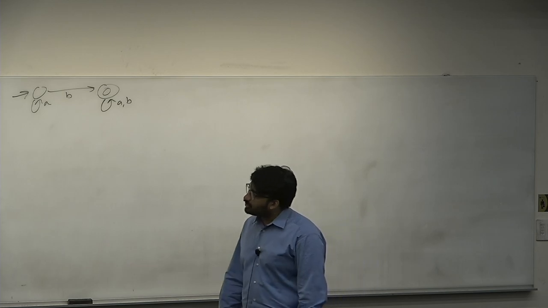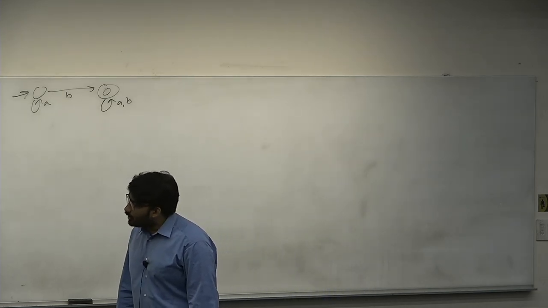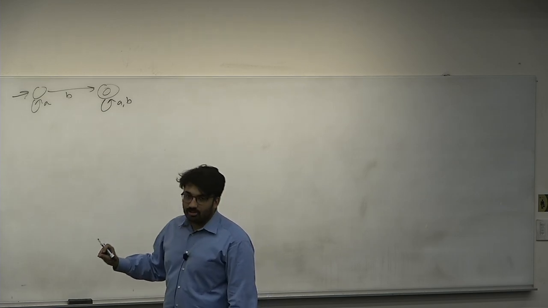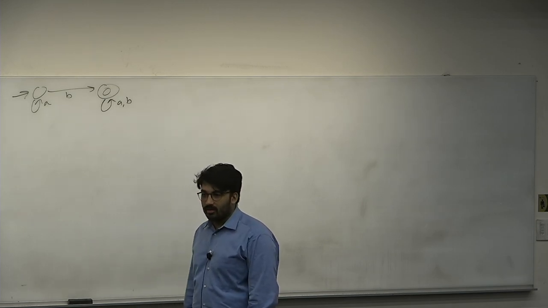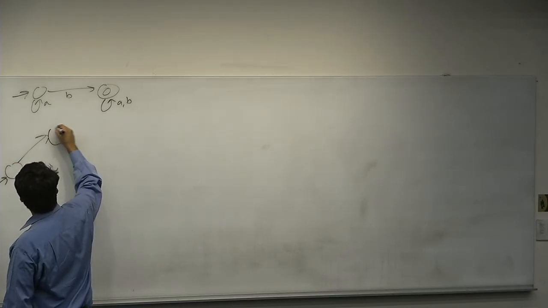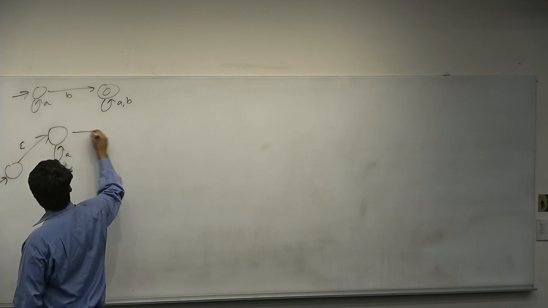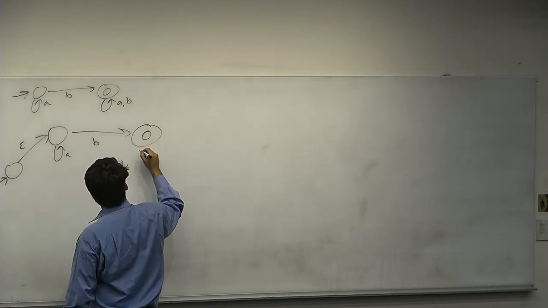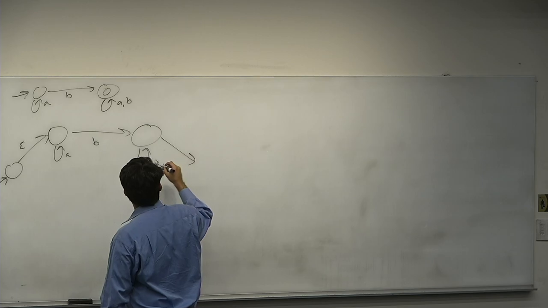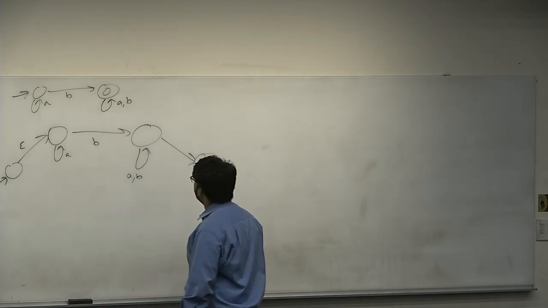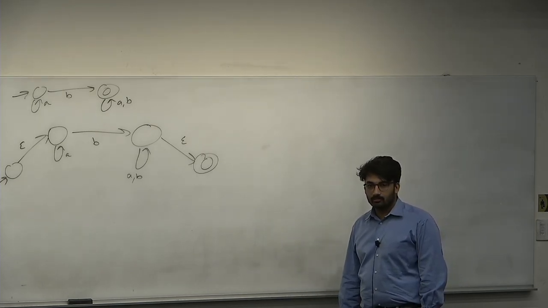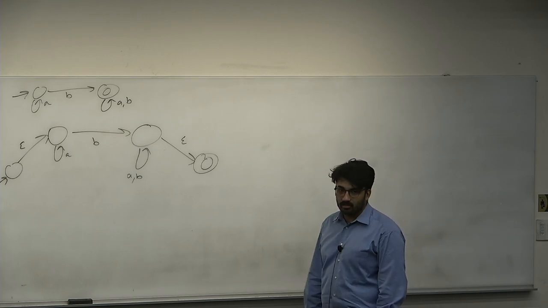Now, we need to convert this into a regular expression. So what we're going to do is make sure there's exactly one start state and one accept state, and then rip out the states one at a time. So we add one new start state and one new accept state. Would you agree that's the same NFA so far? Just an epsilon to a new start state, and an epsilon to a new accept state.